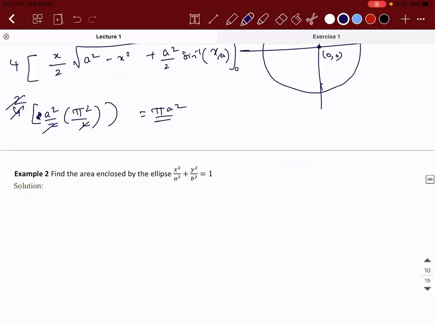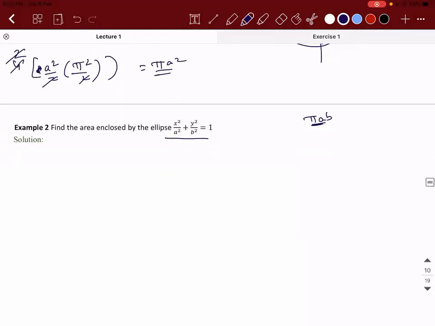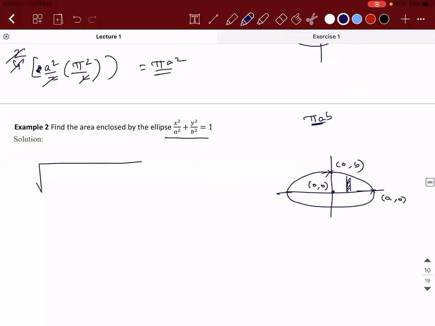Now, find the area enclosed by the ellipse x square by a square plus y square by b square is equal to 1. Remember, the area of an ellipse is pi into a into b. That is what you're supposed to get. So how can we do it? If you draw an ellipse, this point is a comma 0. This point is 0 comma b. This point is 0 comma 0.